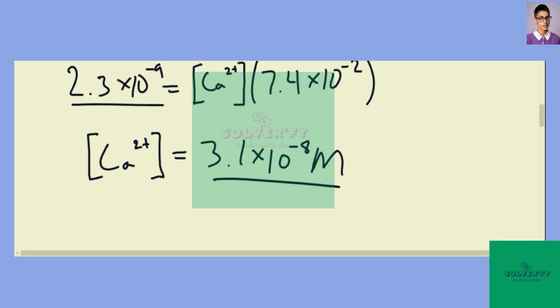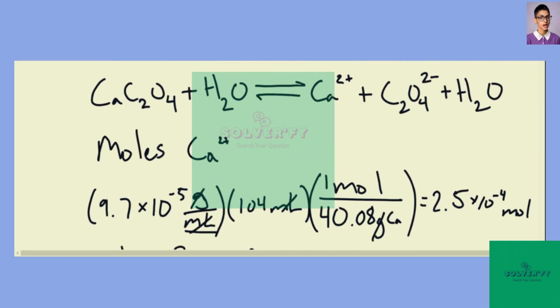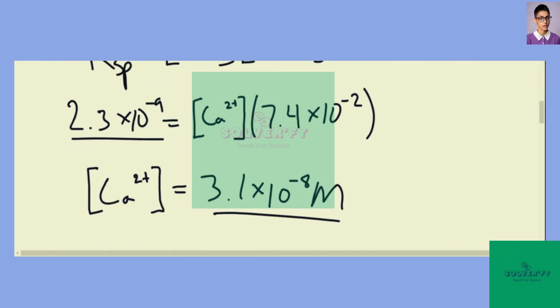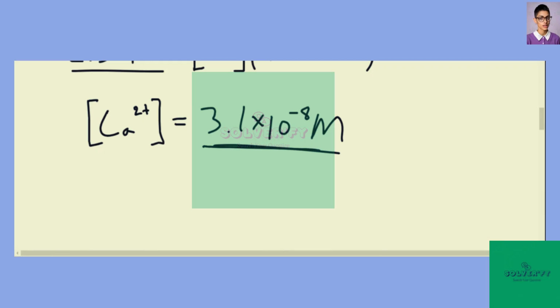So assuming that precipitation of the calcium C2O4 with the water on the reactant side, go up here. So assuming that the precipitation of this is minimal, and actually that should not be a plus, that should be a dot because the water is with it. Assuming that the precipitation of that is minimal, it is found that the concentration of calcium is 3.1 times 10 to the negative 8 molar.